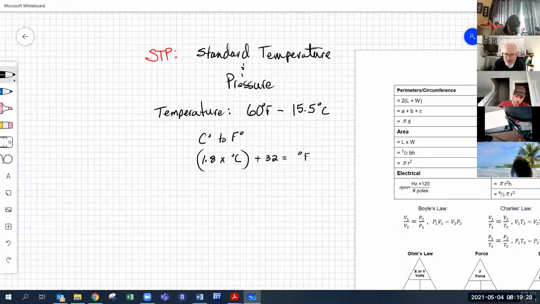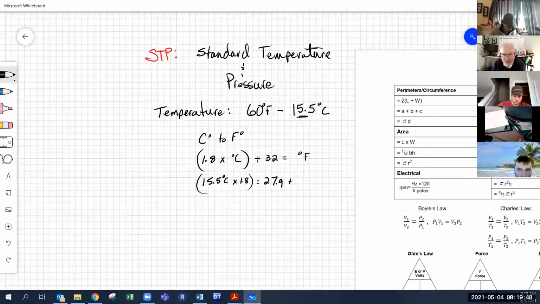So let's do that quickly. We will take the 15.5 degrees C and we're going to multiply it by 1.8. And that's going to come out to 27.9. And then we're going to add 32 to that. And that comes out to 59.9 degrees Fahrenheit. So it actually works.